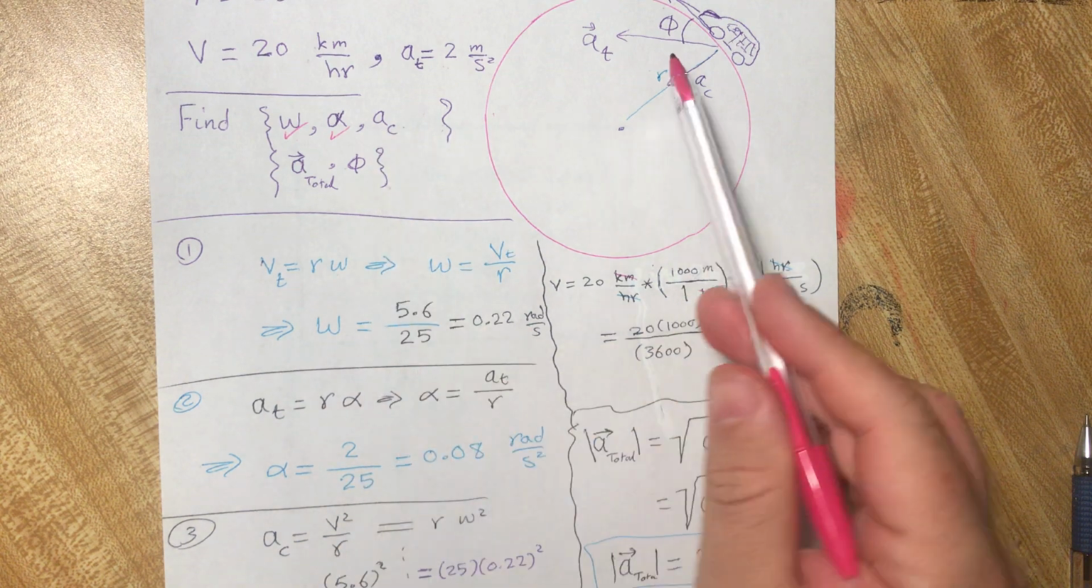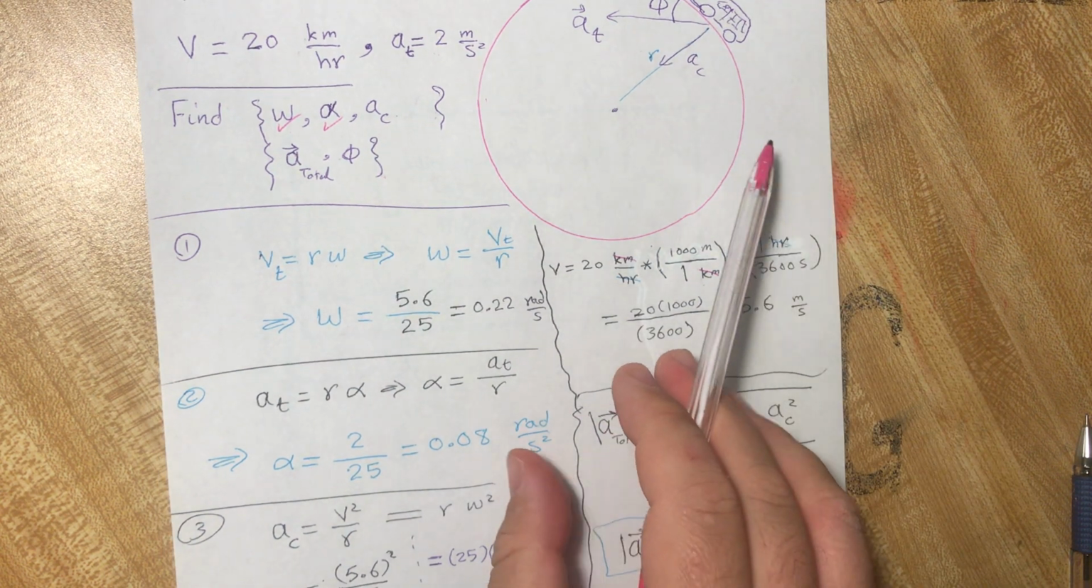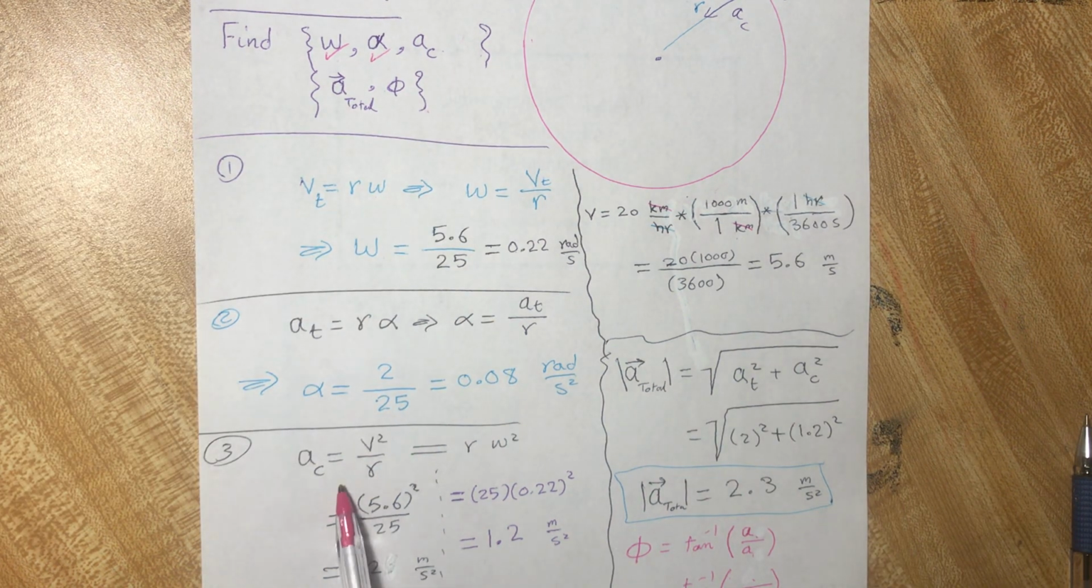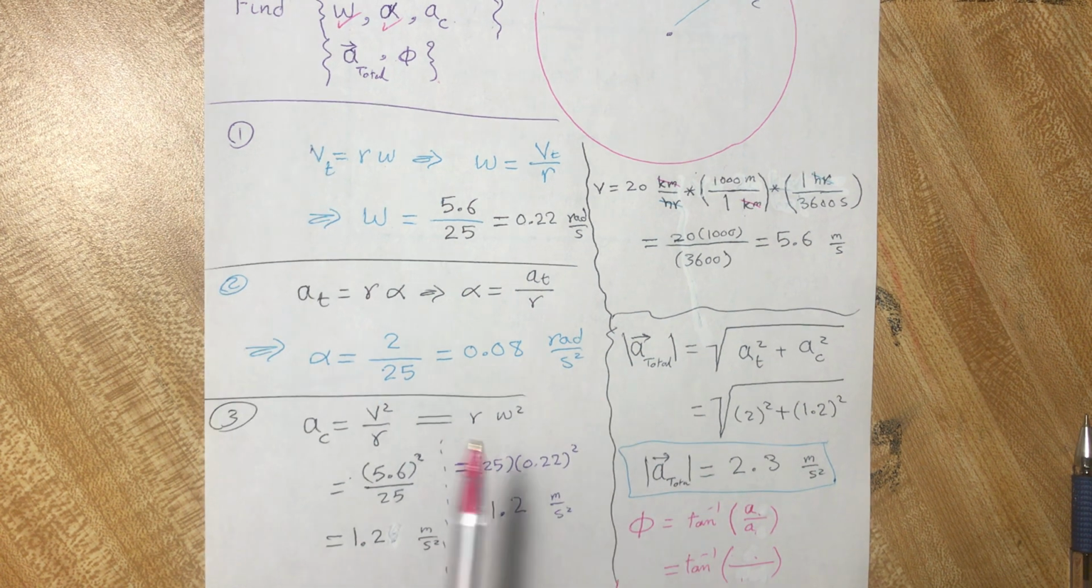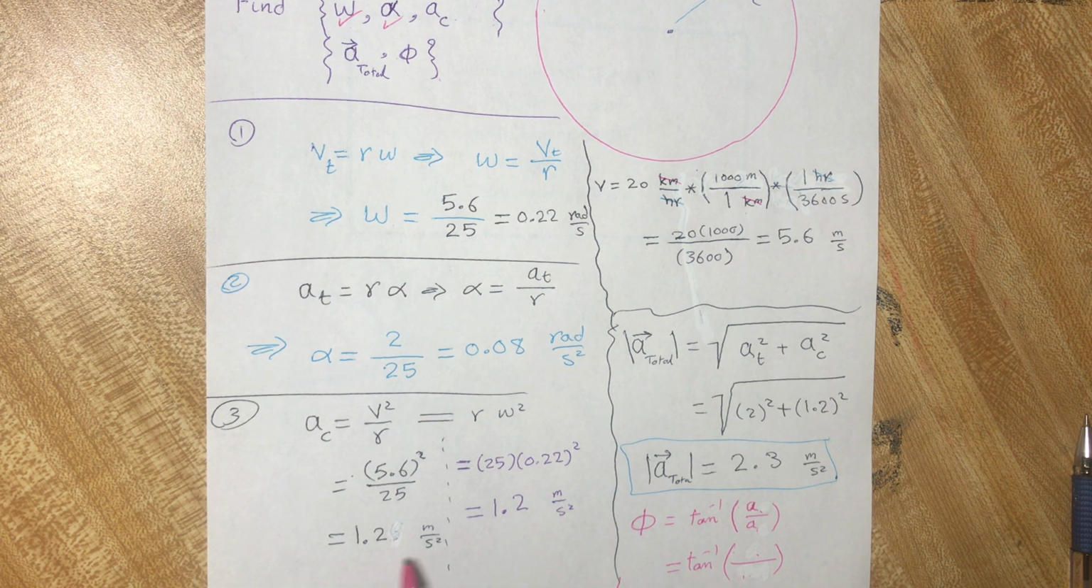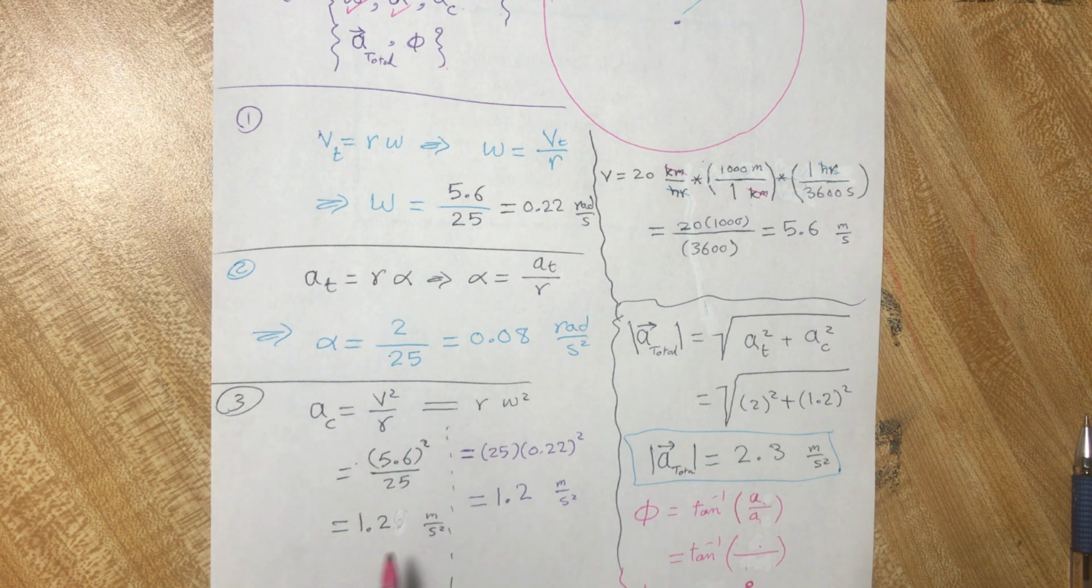We need to find AC, the centripetal acceleration. It is easy. We have two formulas now. We have the old formula, which is AC is equal to V squared over R. We have the new formula, which is R omega squared. Let us now find it by the first one. V squared, it is 5.6 squared over 25, which is R, which is equal to 1.2 meters per square second. Now, the new formula, R omega squared, R is 25, omega squared 0.22 squared, it will be the same magnitude. The acceleration is the same using both formulas.